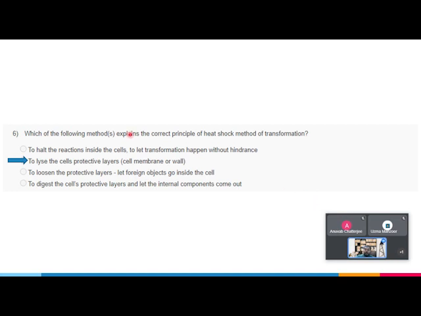So the correct option is, which of the following methods explains the correct principle of the heat shock method of transformation? The correct option is to lyse the cell's protective layer, cell membrane or cell wall.